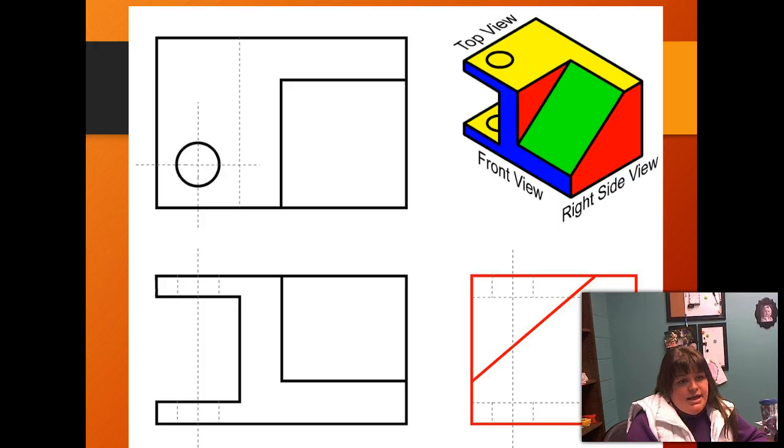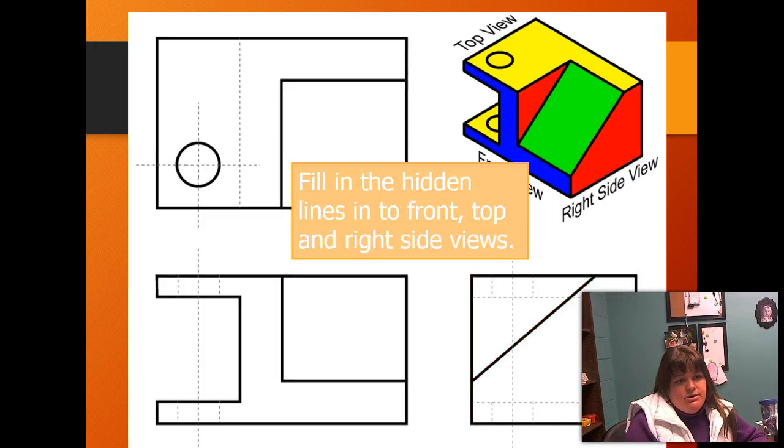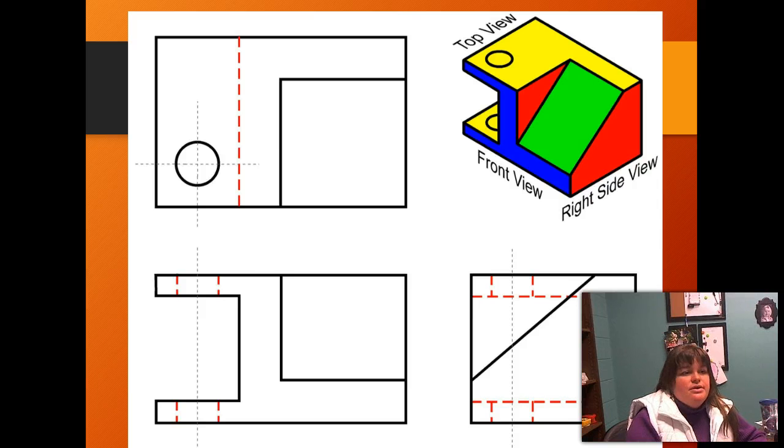We have to go back now and look at maybe what are some hidden features that would show up in each of these different views. So now we're going to fill in our hidden lines in all three views. So we'll start up here in the top view. When we're looking from the top down, what about this edge right here? Well, that edge right there matches up right here, and if we were to project that up, there is this hidden surface right there in the top view.